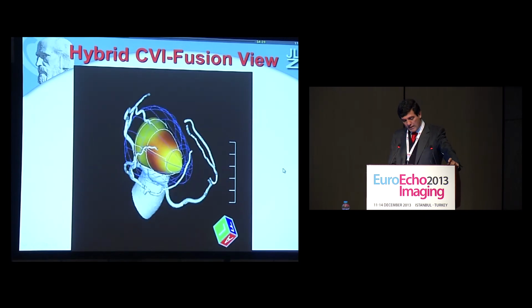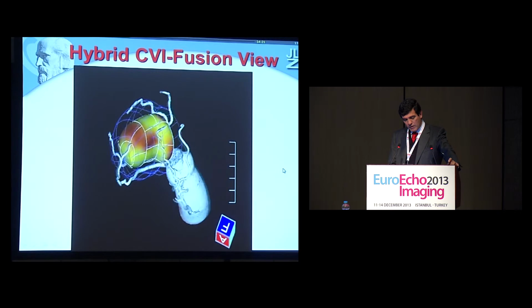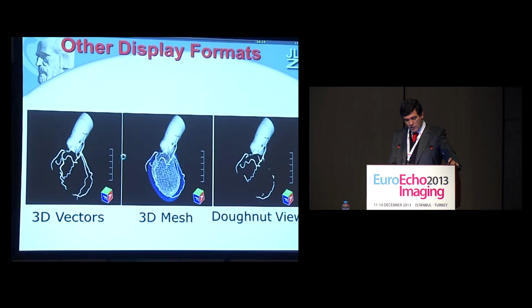So we can analyze in different perspectives the contraction and the relaxation, also in different modes. So we can see the 3D vectors, we can see the 3D mesh, or the donut view. So we can analyze, in fact, what is happening here in the different segments of the heart, and we can relate what is happening in the different segments with the relationship of the coronary arteries.